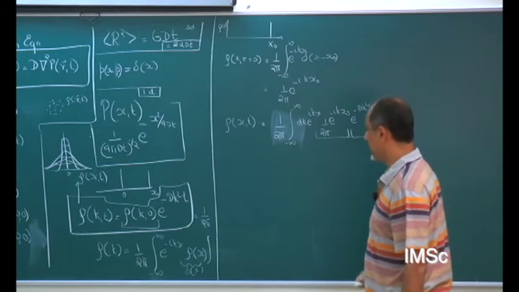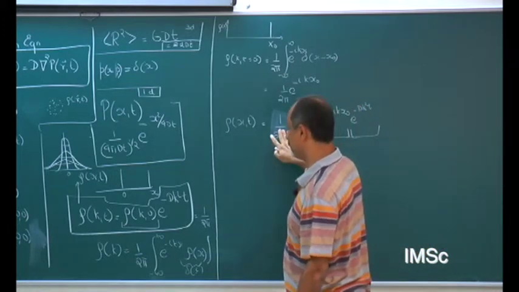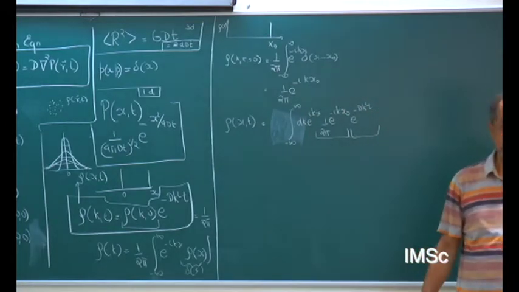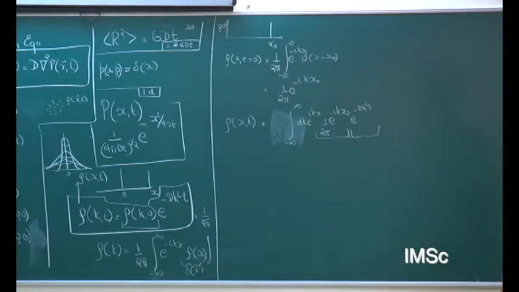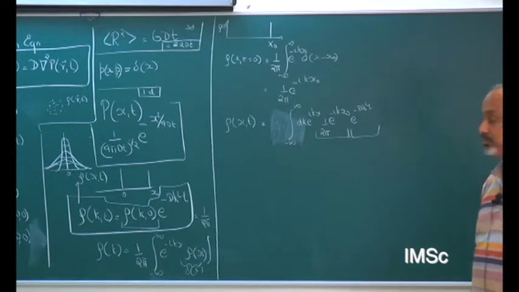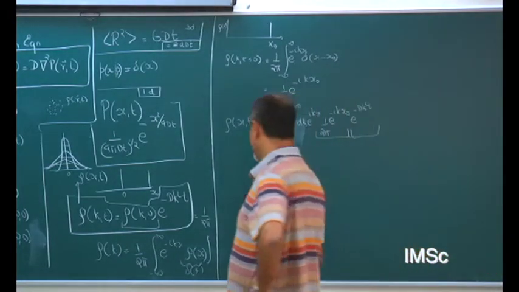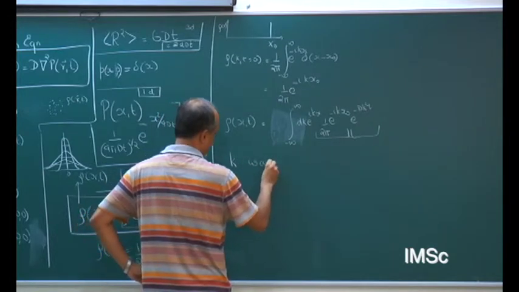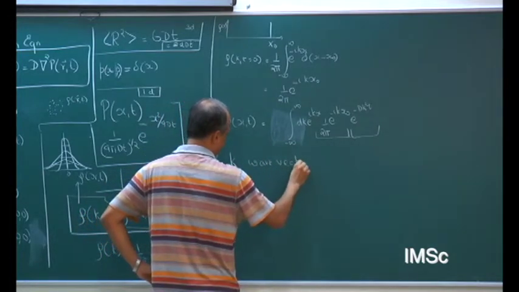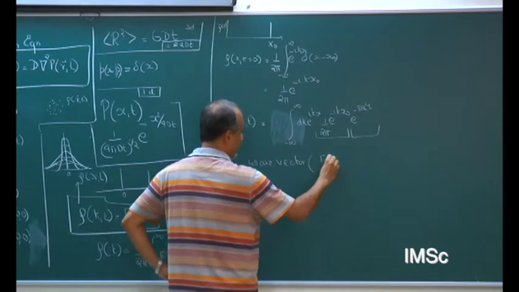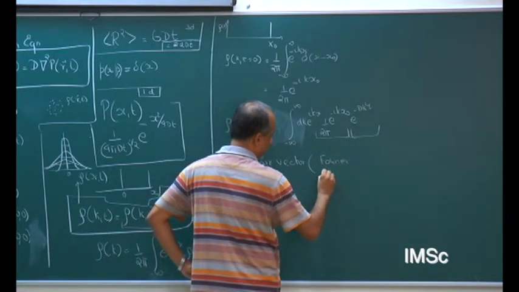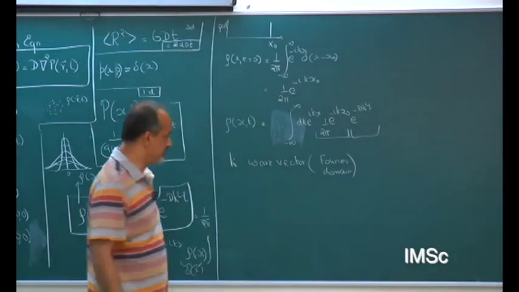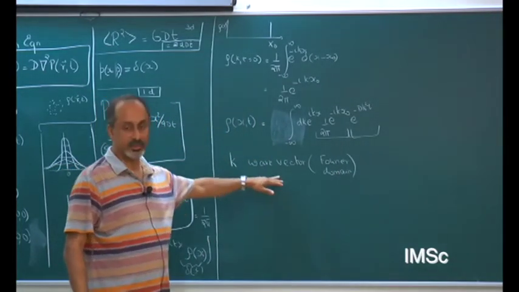So, do I have too many factors of 1 over 2 pi? I probably do, right? Yeah. I shouldn't have a factor of 1 over 2 pi here. X is the spatial domain. K is the Fourier domain, or the wave vector domain. K is sometimes called a wave vector. You can also call it the Fourier domain. In this place, because x is space, k is called a wave vector.